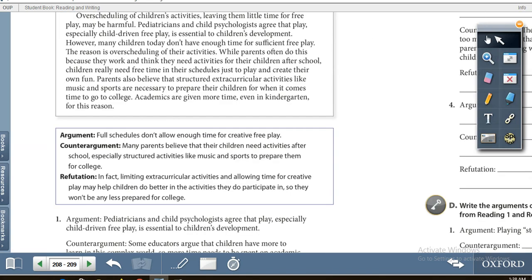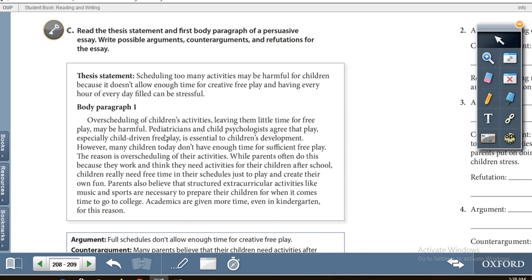Here, this activity is part of body paragraph 1 from the reading on the previous page, page 206. So, thesis statement. Okay, let's move to the activity.